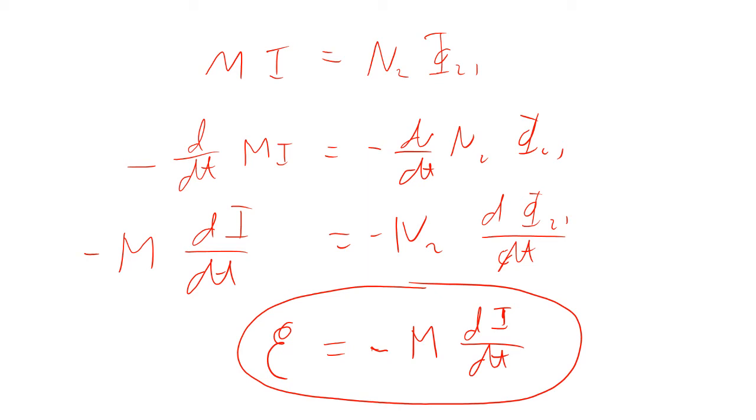It depends on how the two circuits are shaped, the size of the circuits, how many loops are in the circuit, and how the circuits are oriented relative to each other. One circuit produces a magnetic field that produces a flux in the other circuit. Okay, so this is how two circuits interact with each other. So this is mutual inductance.